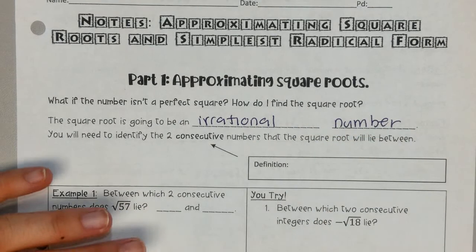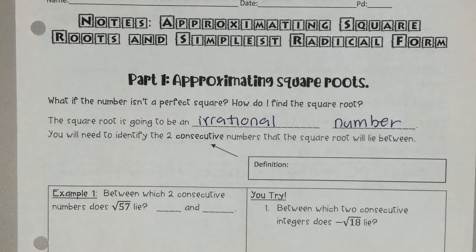Can someone give me an example of another irrational number that you know? It has to do with circles. What is it? Pi. Pi is irrational because it's a decimal that goes on and on forever without a pattern. It doesn't repeat. It doesn't ever end. So irrational numbers are non-terminating, non-repeating decimals. Pi and non-perfect squares are always irrational.